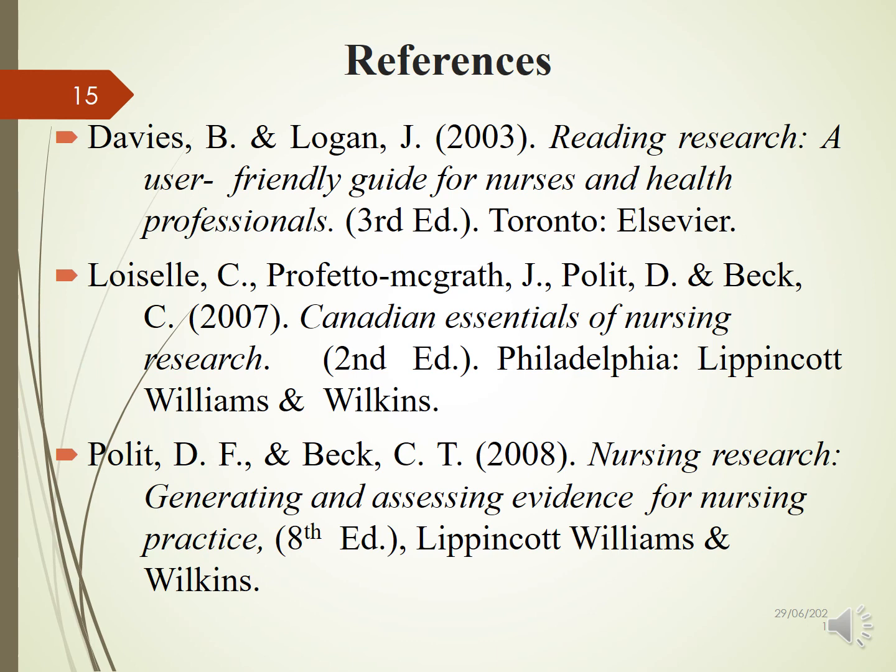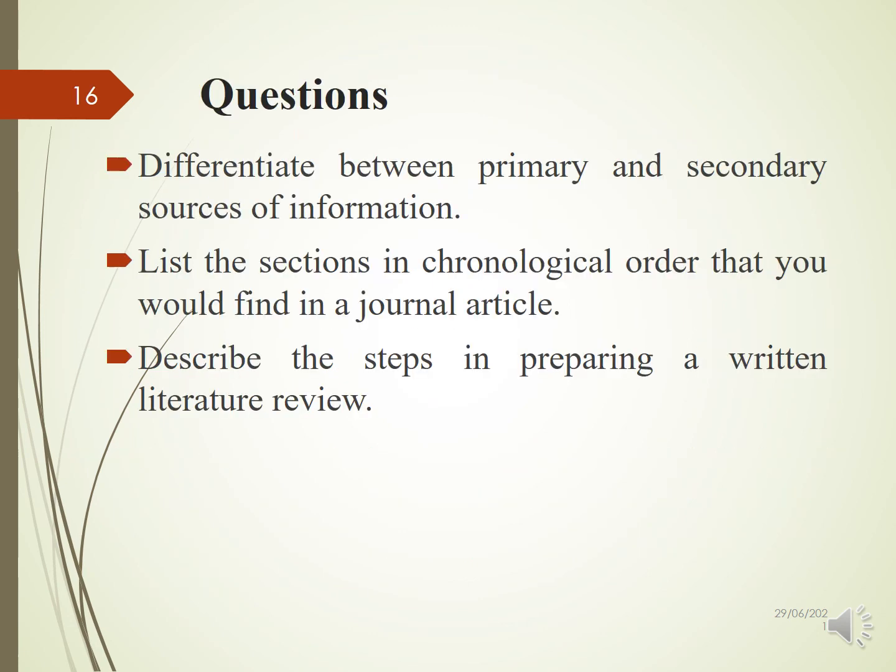So these are the sources of information you can contact and read. These are some sample questions. 1. Differentiate between primary and secondary sources of information. 2. List the sections, in chronological order, that you would find in a journal article. And then the third one, describe the steps in preparing a written literature review.